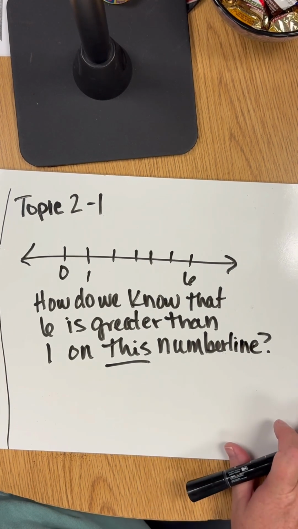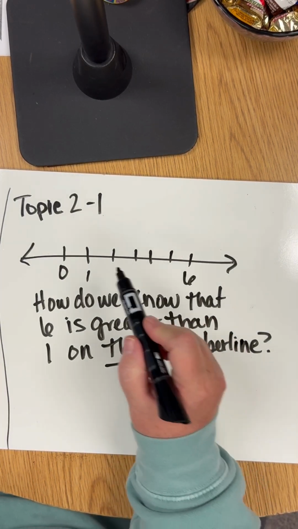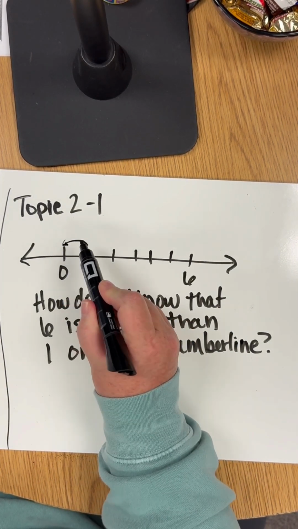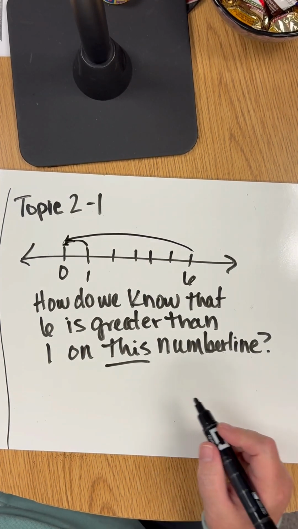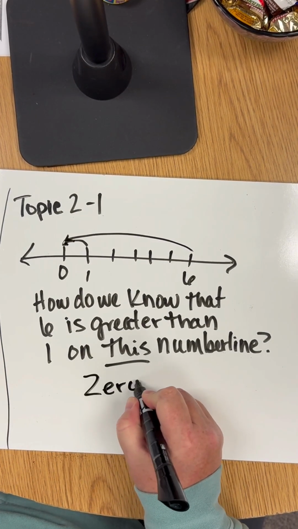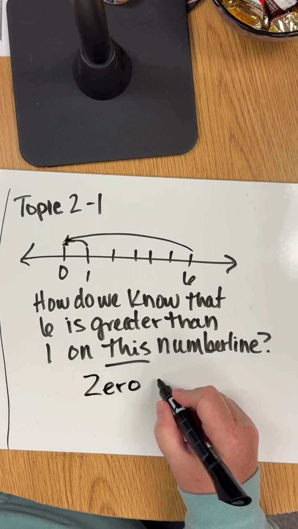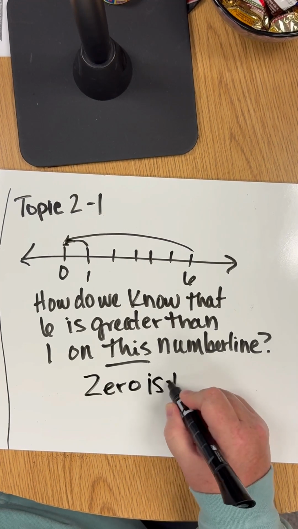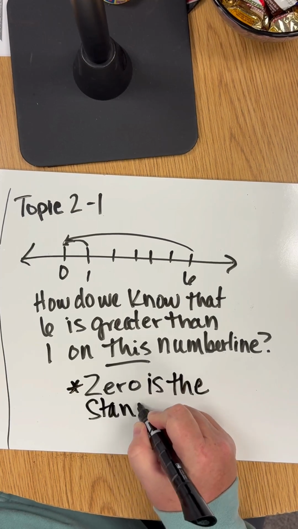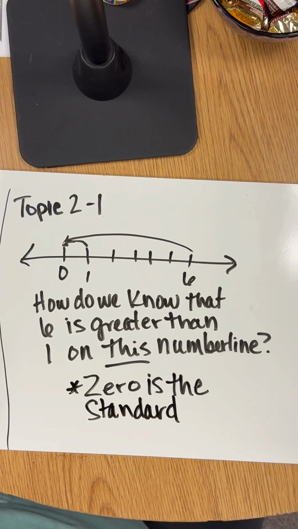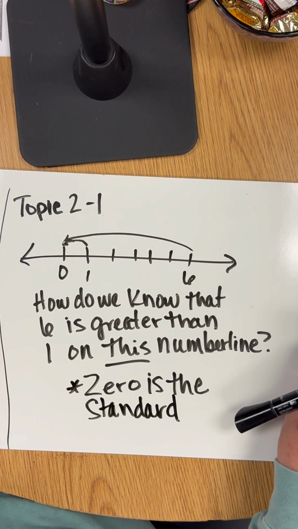Okay, so one of the ways that you could describe this is that 1 is closer to 0 or 6 is further away from 0, but you want to have 0 as your standard. Okay, and this is important because now we're going to go look at negative numbers.